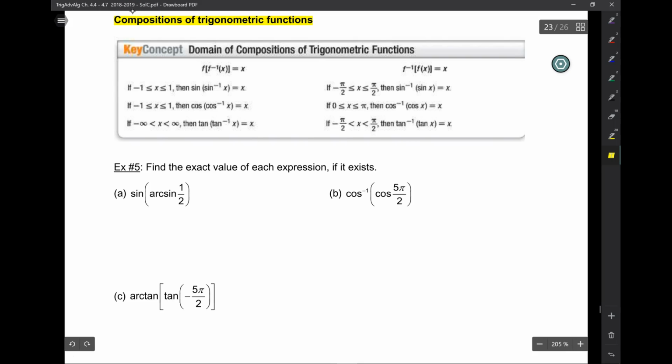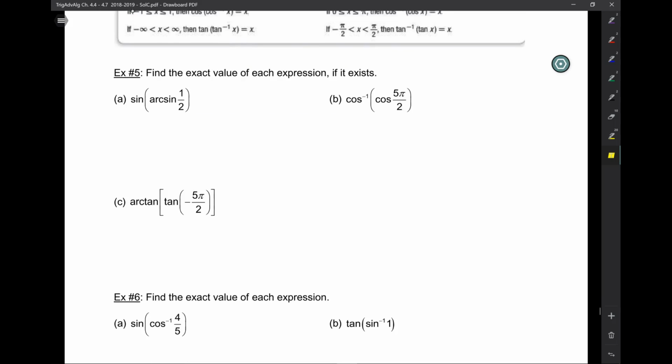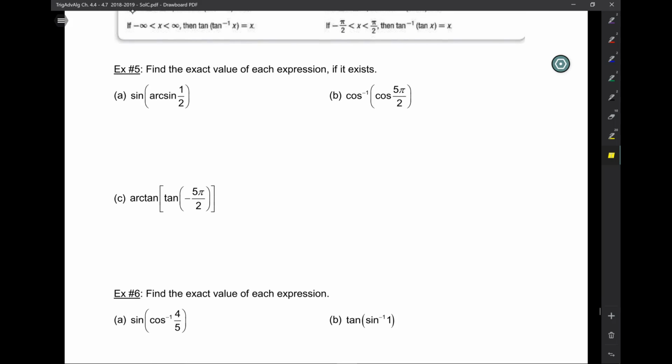Okay. Compositions of trig functions. What if you have sine of inverse sine, cosine of inverse sine? What do we do? Check these out. Sine of inverse sine, they undo one another. So it's just 1/2. It is not like g of x. It is that, right?